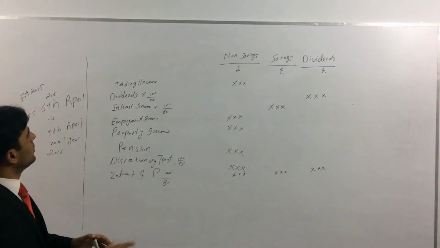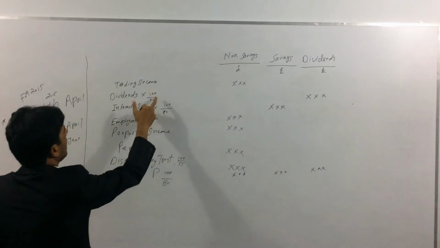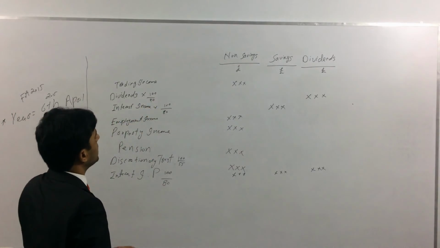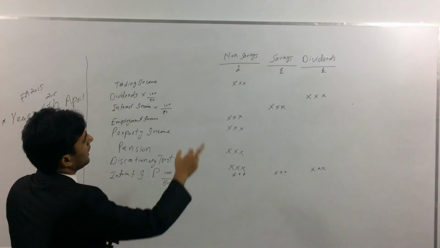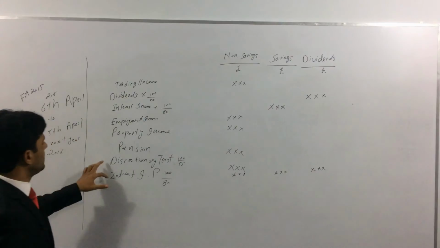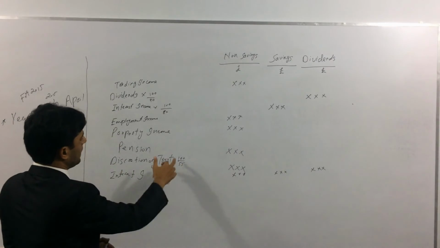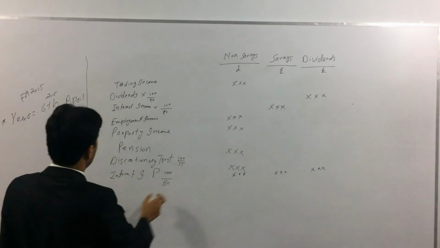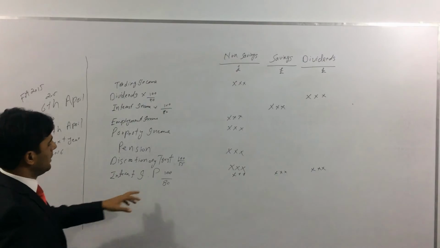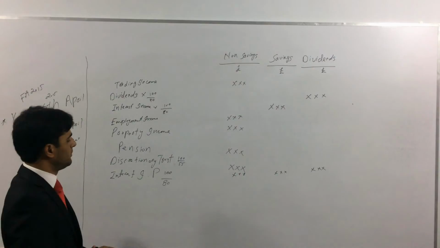If I just conclude by saying that trading income goes into the non-savings. Dividends income will go into the dividends, 100 by 90, because 10% tax is paid on it. Interest income, 100 by 80, because 20% tax is paid on it, and it will always go into the savings, and the rest of the stuff will go into the non-savings. As far as discretionary trust is concerned, 45% of the tax is paid on it, so that's why 100 by 55, and it will always go into the non-savings. Income from interest in possession trust will always be 100 by 80 because 20% tax is paid on it.